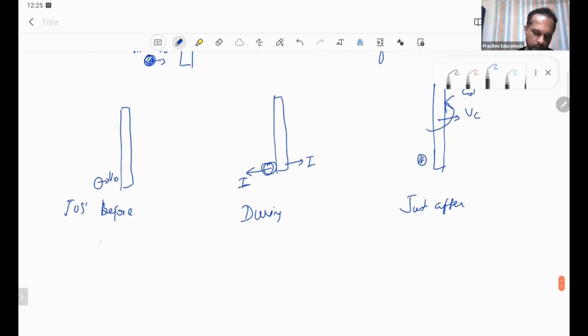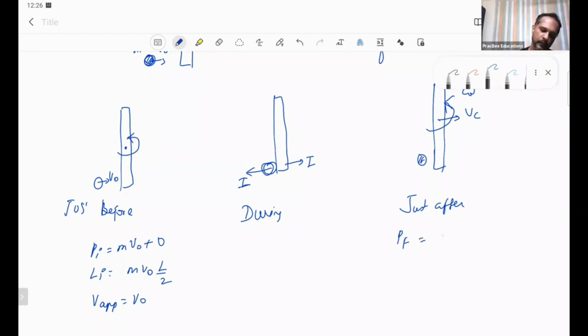So from the first equation, initial momentum is m v naught plus 0, initial angular momentum is m v naught L by 2, velocity of approach v naught. From this equation, final momentum is m vc, capital M vc for the rod plus 0. Yes. Okay, because omega will cancel out on both sides.